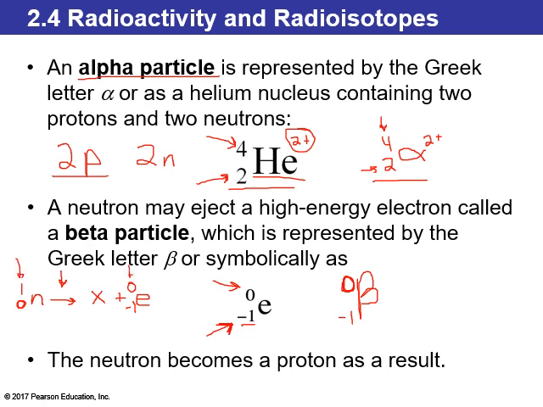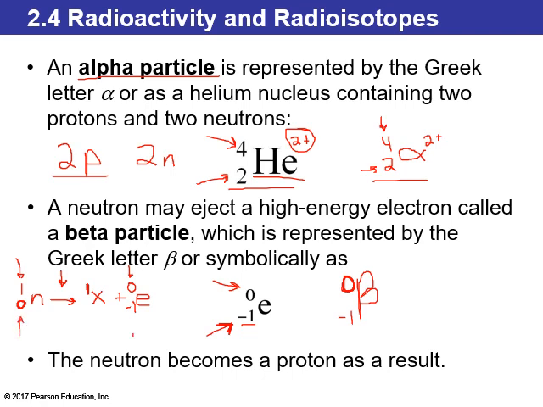I've got a 0 here. I'm going to add a 1 right here. That makes the left equal to the right. My mass number is now equal on both sides. Down here at the bottom, now my atomic numbers have to be equal.